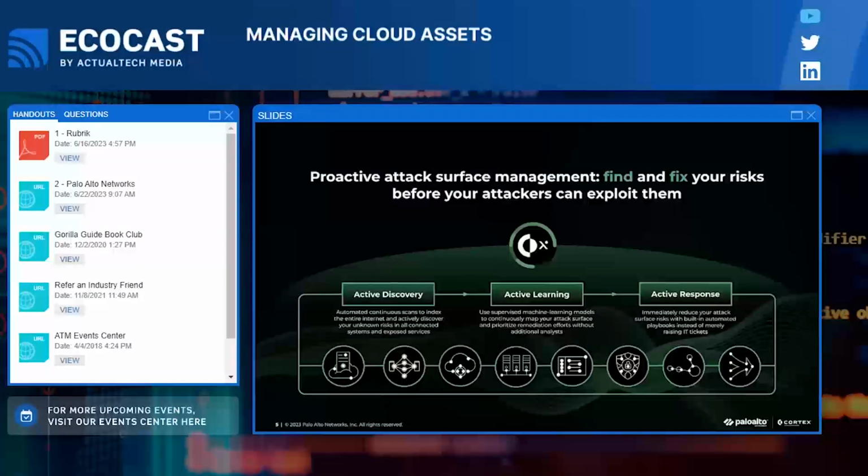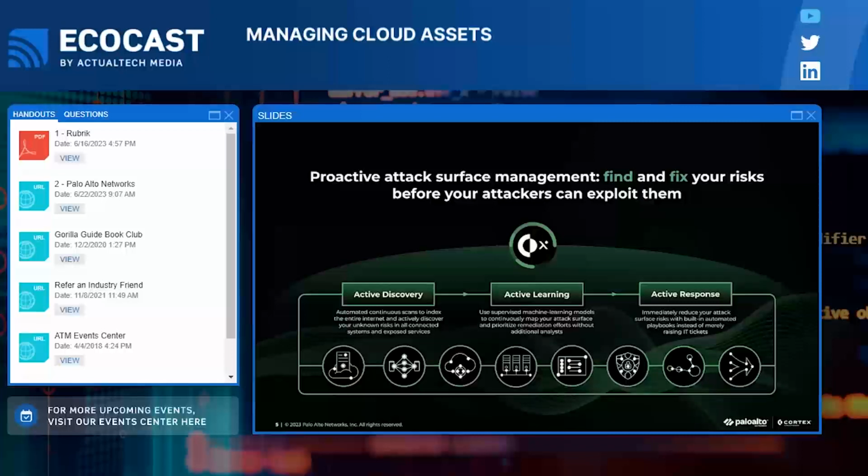So the way in which we're solving this problem at Palo Alto Networks is what we're calling active attack surface management, which is also an advance on how attack surface management has been done to date in the field. Active attack surface management is comprised of three parts. First, active discovery. Second, active learning.